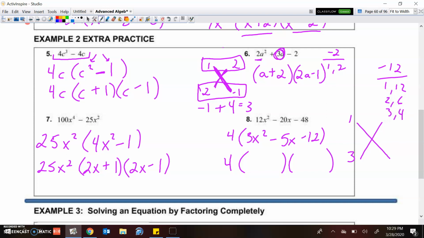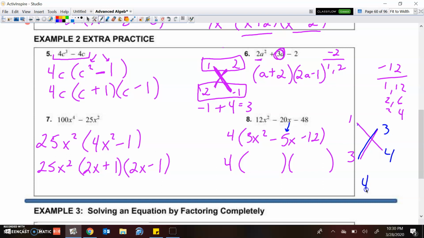Now just looking at it, 1 and 12 aren't going to work, so I'm not going to even work them out. 2 and 6, let's try it. So 1 times 6 is 6, 3 times 2 is 6. That doesn't work. Okay, so let's flip the order. Maybe it's 6 and then 2. Just glancing at it, 6 and 3 is 18. That's not going to get me to this negative 5 that I need. So I'm going to move on to my last possibility, which is 3 and 4.